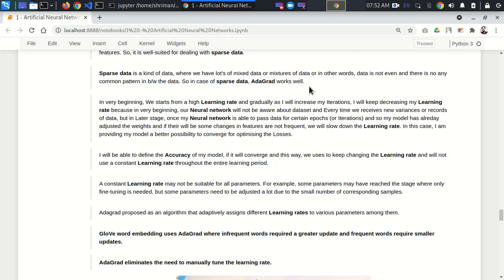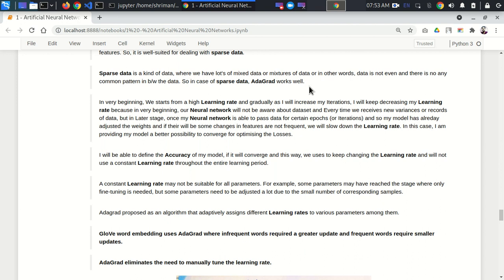Because in the beginning they don't have any idea, but as the epochs progress, maybe after 10 iterations or 20 iterations, they try to decrease the learning rate. In this way we are giving our model a better possibility to converge and optimize the losses. Keeping these things in mind, people introduced this Adagrad kind of optimizer.